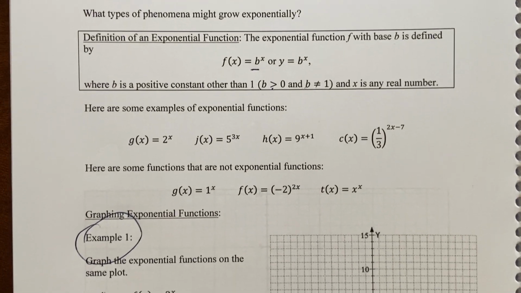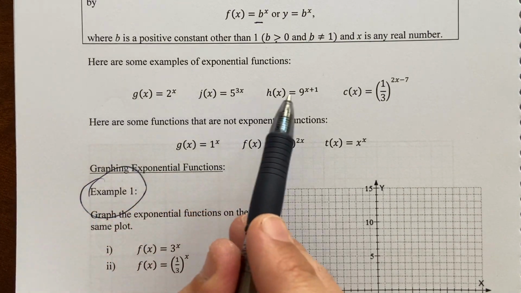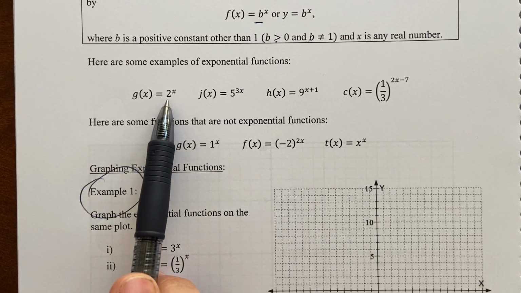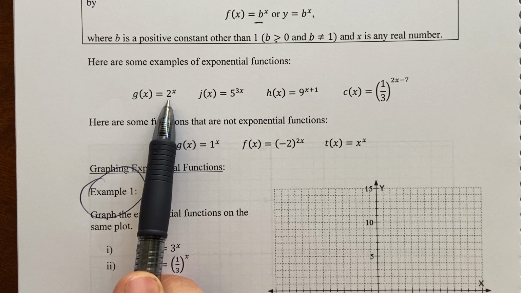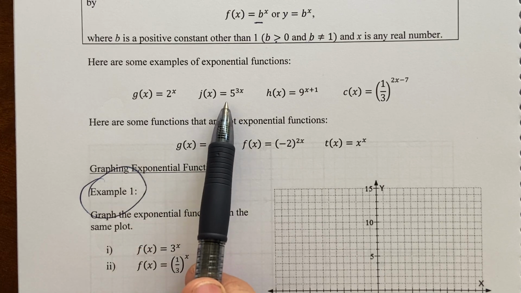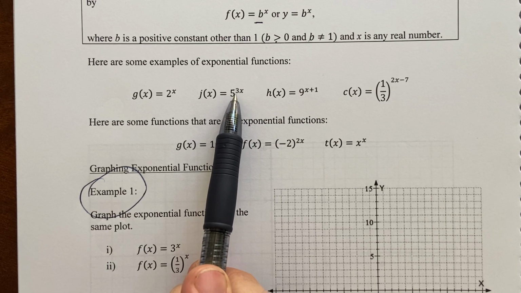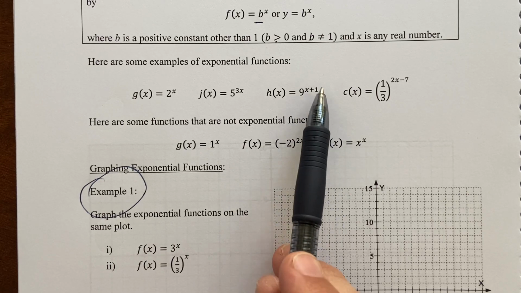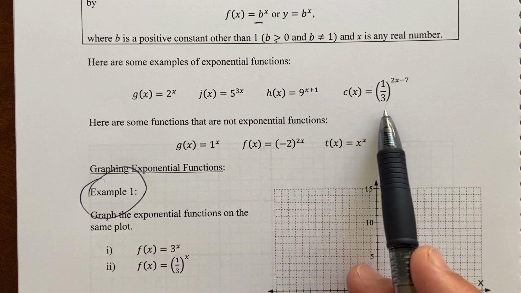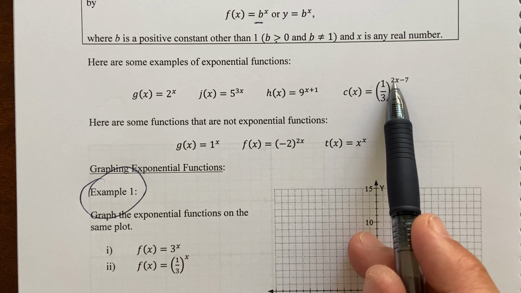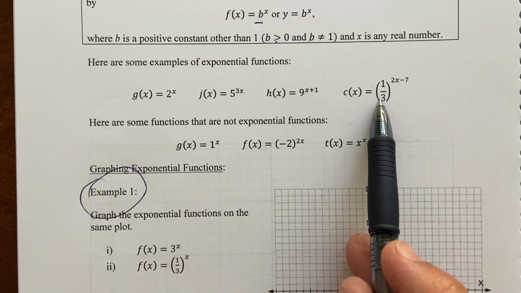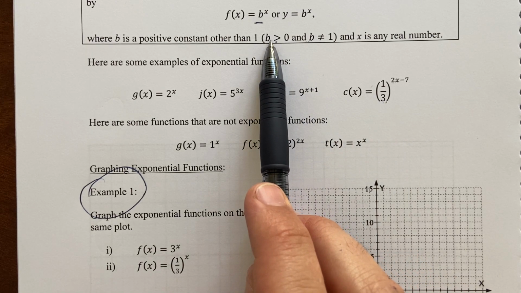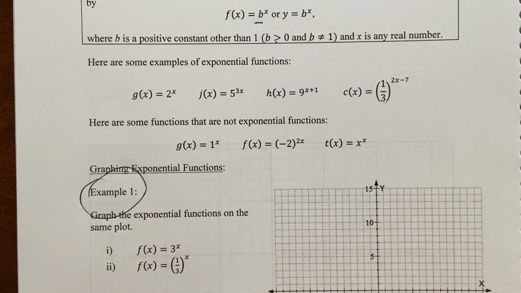Here are some exponential functions first, and some not exponential functions. So 2 to the x is exponential, where the base is b equals 2. Here's an exponential base of 5 raised to the 3x. This is exponential. Here's 9 raised to the x plus 1. That is exponential. Here is 1/3 raised to the 2x minus 7. That's exponential. So the base would be 1/3 there, which is totally fine. We need that the base is greater than 0 but not equal to 1.